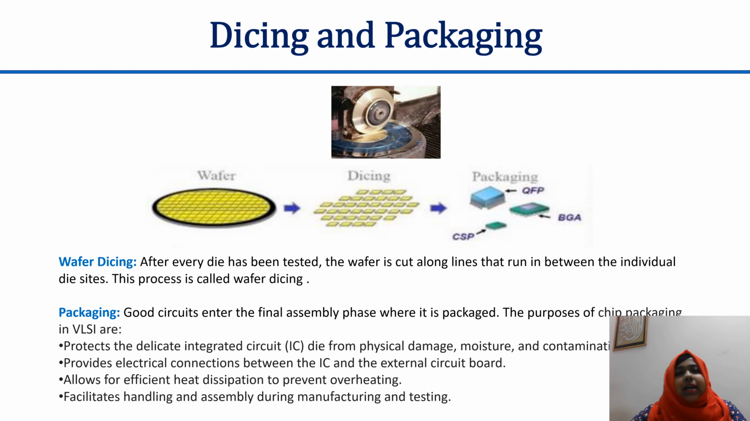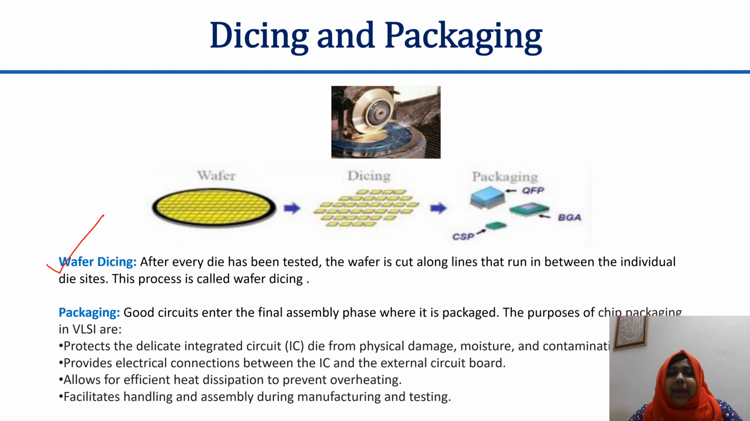Okay. Then comes the dicing and packaging. If a wafer successfully passes all the tests, then it is cut along lines that run in between the individual die sites. This process is called wafer dicing. Okay, you can see the definition in this slide.